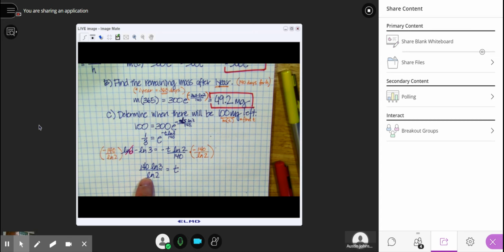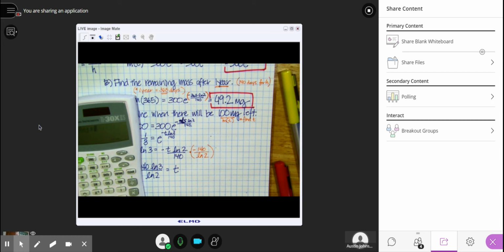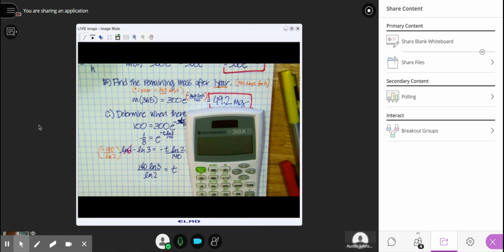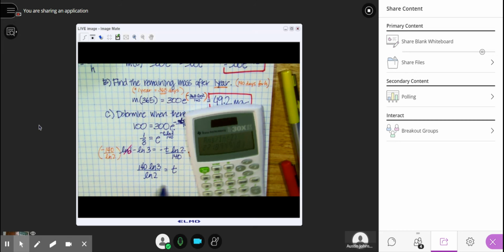This as an answer is not concrete enough. I need to know the time, right? This does not really tell me much about time. So I am going to need the calculator. 140 ln 3 divided by ln 2 is approximately 222 days.